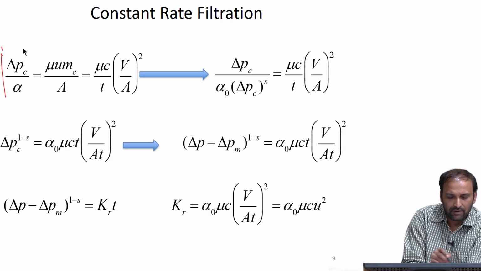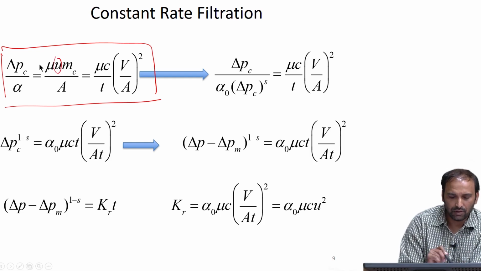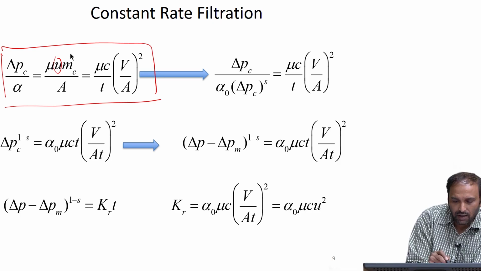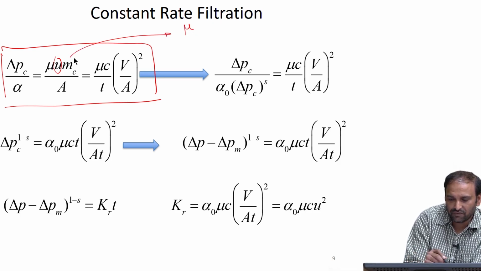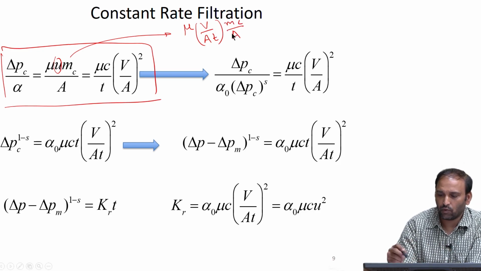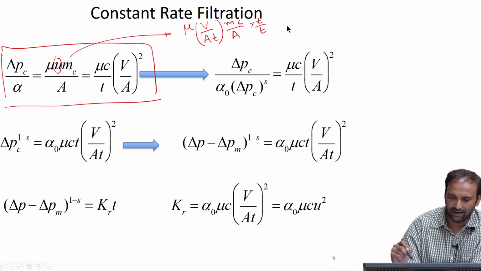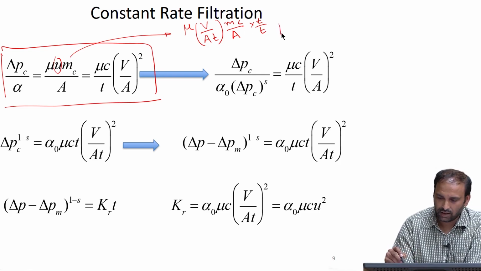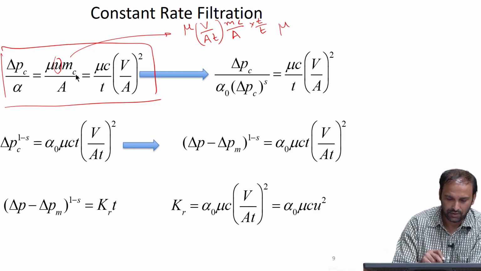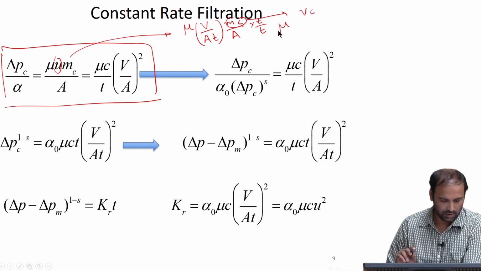So, I have this expression for delta Pc: delta Pc by alpha is mu u m c divided by A. For u I am going to replace it with V by A times t, and I have m c divided by A. I am going to multiply this by t and divide by t. We also know that m c is V times C.